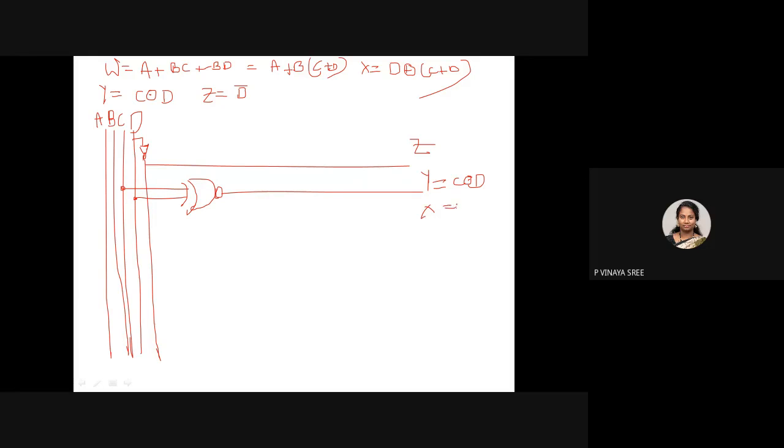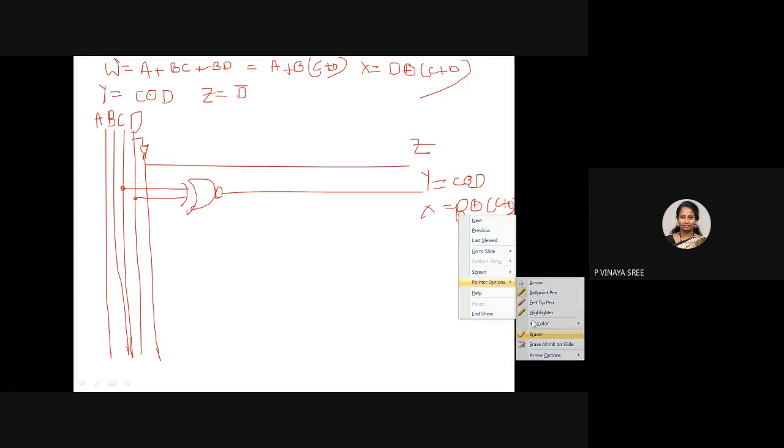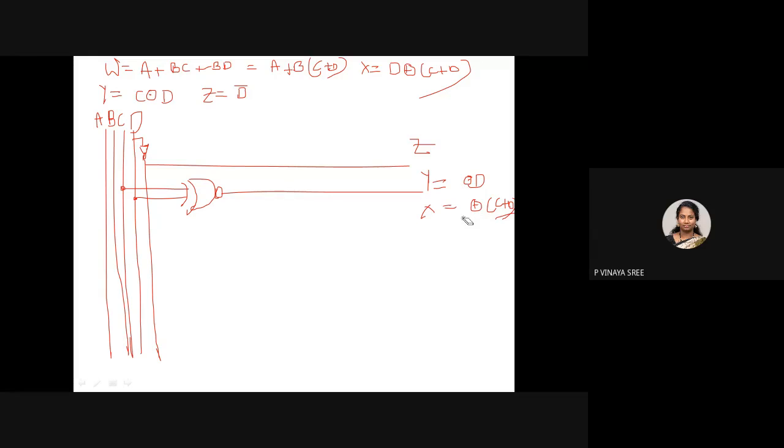X equals D XOR C plus D. Okay, let me start with C, ma'am. B XOR C plus D. It is B, yeah? Okay, so where is this cursor? B, where is B XOR C plus D. So in this, I will start with C plus D. So this is your C, this is your D.